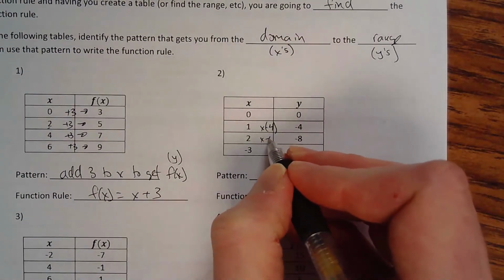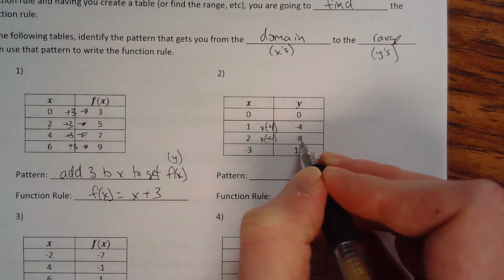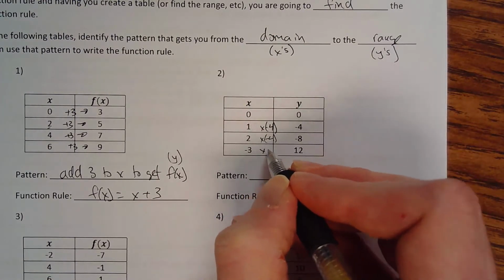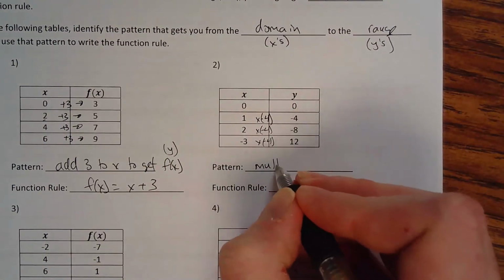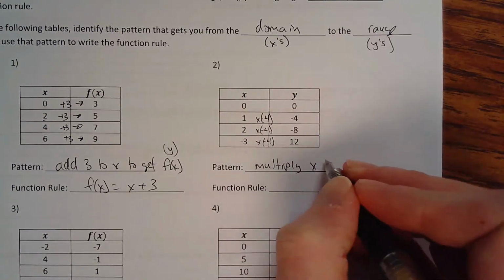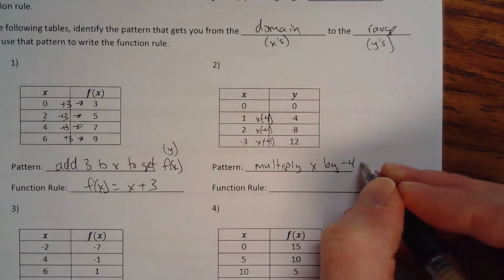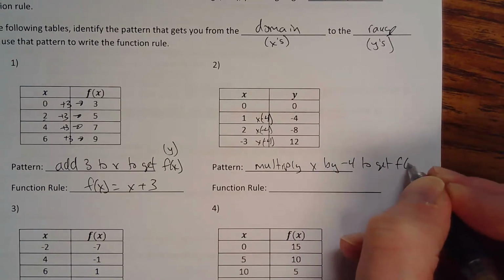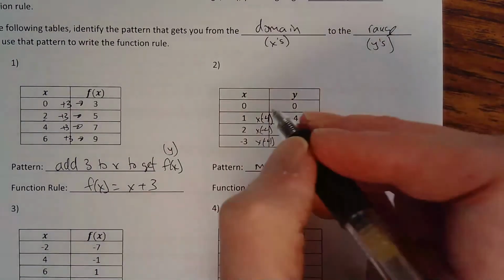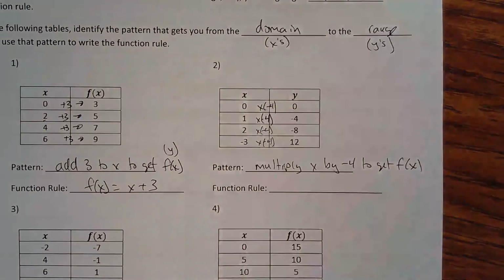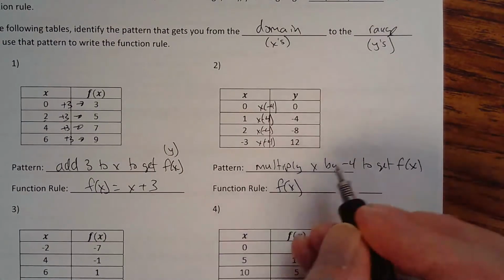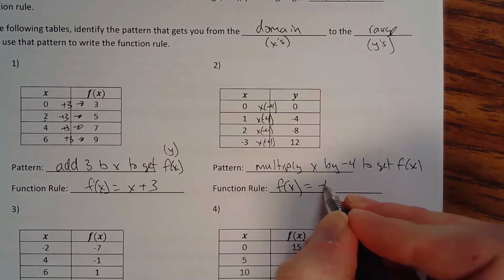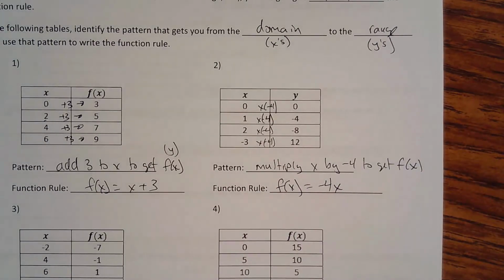So if I multiply by -4, does that keep going? So if I took 2 times -4, is that -8? Yes. If I took -3 times -4, do I get 12? Yes. So the pattern on this one is I'm going to multiply x by -4 to get f of x, which is also true up here. I didn't write it. 0 times -4 is 0, so that one works. Now, the function rule then, multiply x by -4, so -4 times x. That's my function rule, okay?